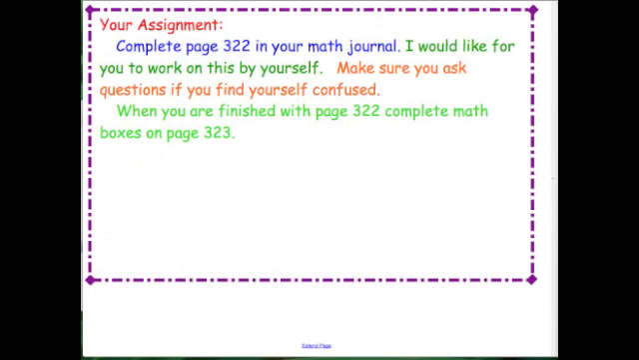Your assignment for today is to complete page 322 in your math journal. I would like for you to work on this by yourself. Make sure you ask questions if you find yourself confused. When you are finished with page 322, complete math boxes on page 323.